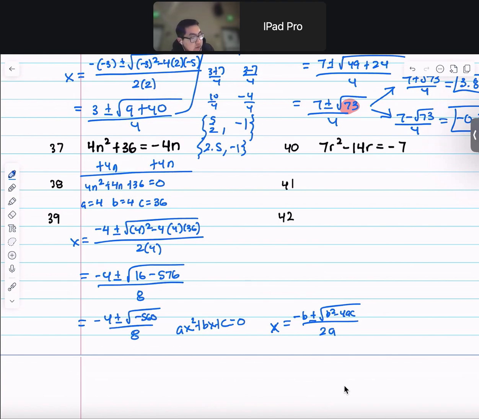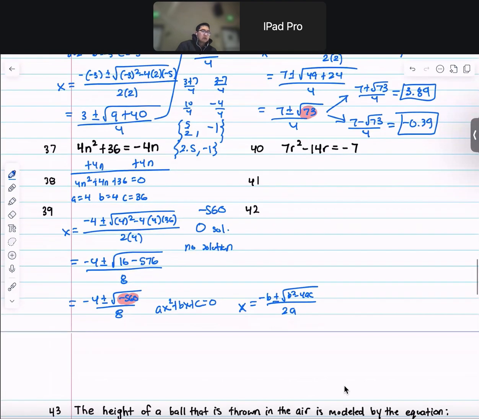Okay, look at the discriminant, you guys. It is a negative number, and you can't take the square root of a negative number. So when the discriminant is negative, you're going to get 0 solutions, and you can't take the square root of a negative, so your answer is going to be no solution.